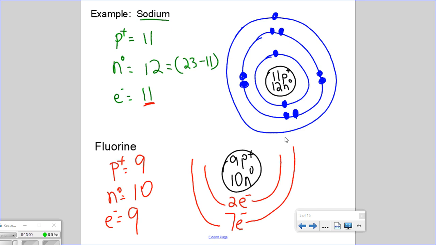So when we draw that third orbit now, we still have 1 electron to go, so we just draw that one lone electron. And then here is the Bohr Rutherford diagram for sodium.